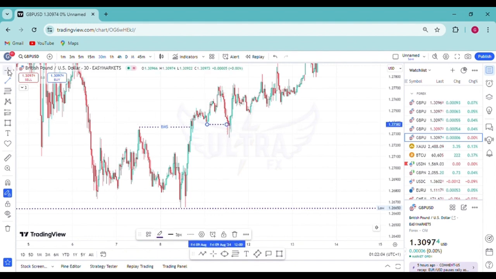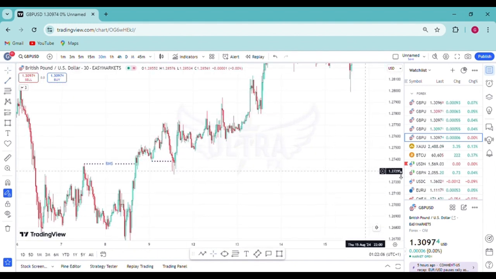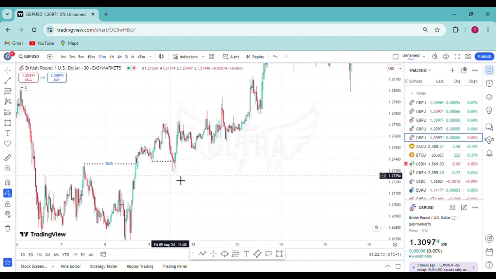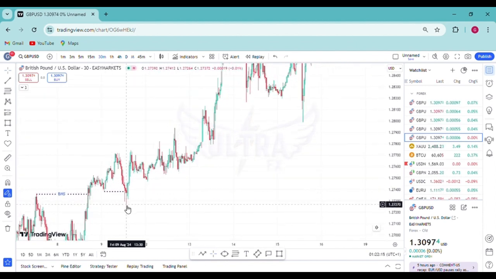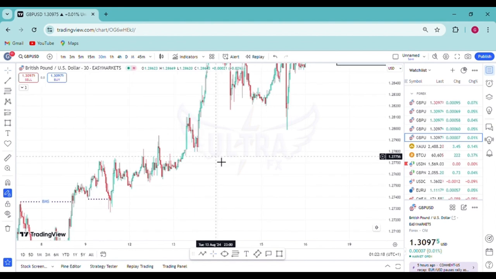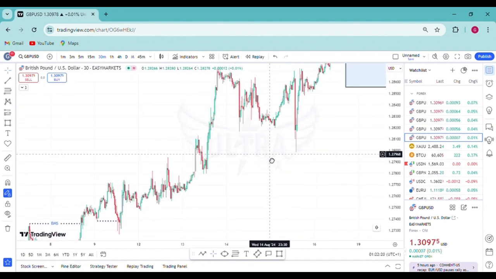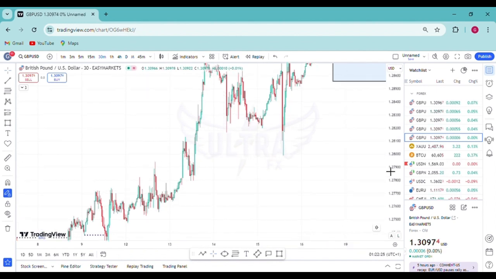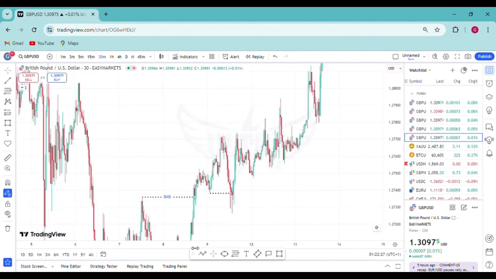Market took this liquidity. After market was done taking this liquidity, taps into the fair value gap here. That is 2 PDRAs already. Fair value gap here. Market rallies to the upside. You can see how market rallies to the upside, giving you a series of opportunities to enter the market again.